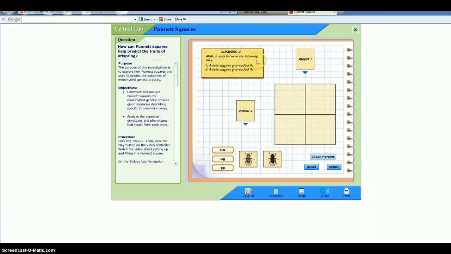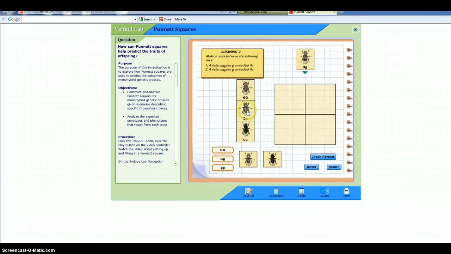Now it says, make a cross between the following flies: a heterozygous gray-bodied fly. Heterozygous means it's going to be a Gg. Here's a gray fly. So Gg is heterozygous, so we're going to select that one. And a heterozygous gray-bodied fly. We're going to do this one against one just like it, so we're going to pick another Gg. So now we have Gg and Gg.